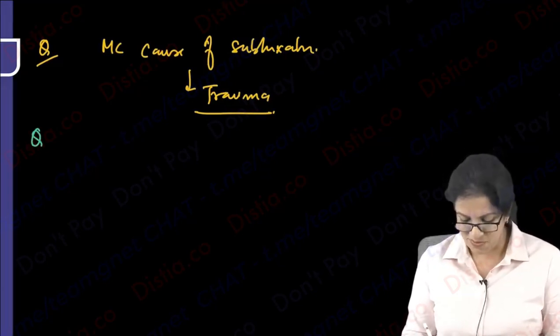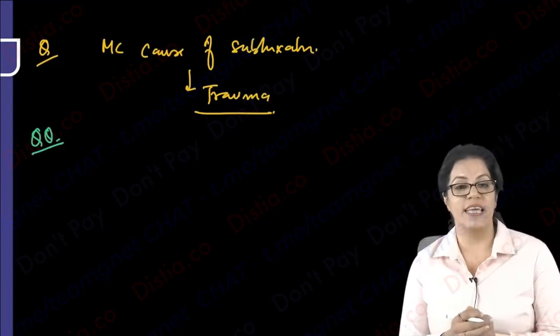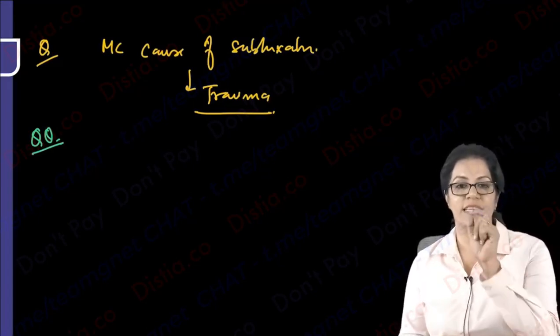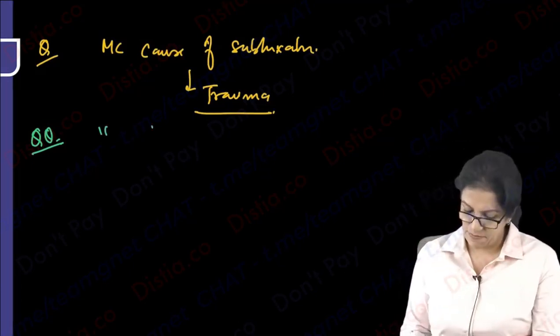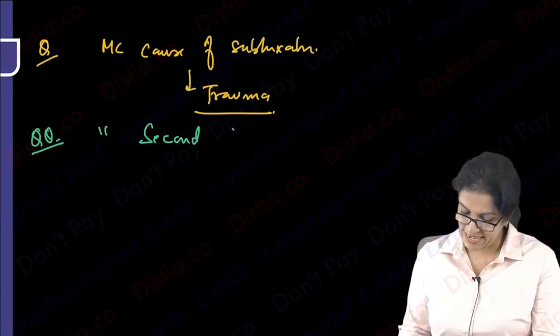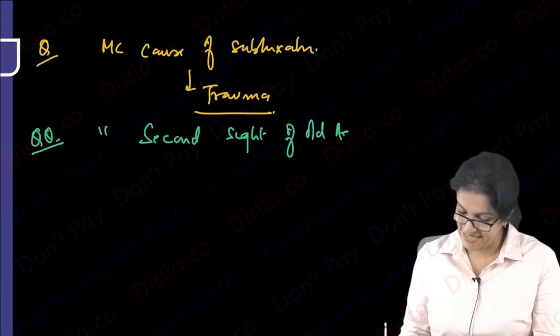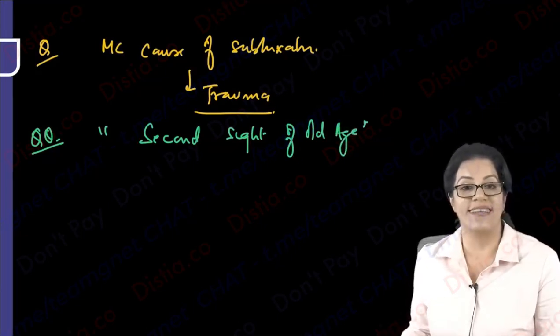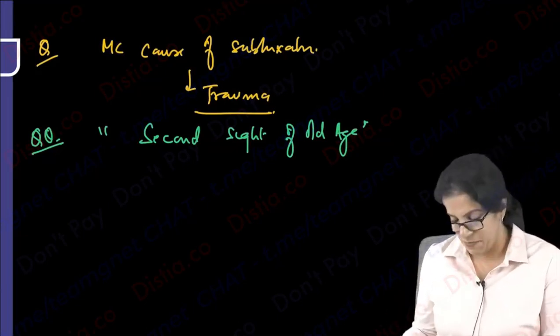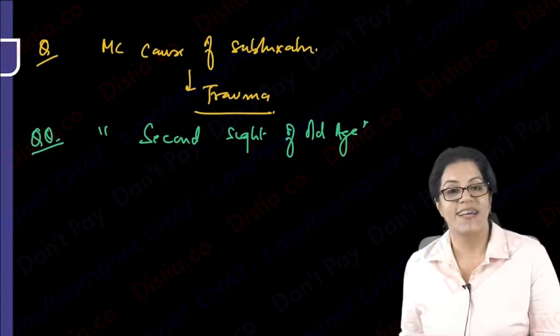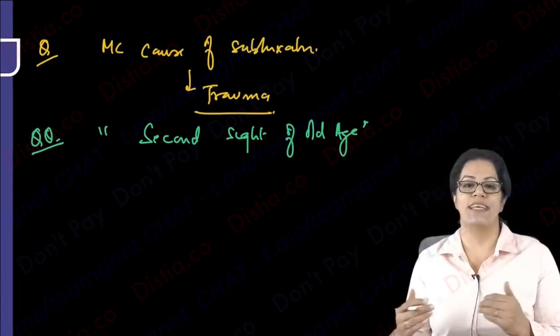We will put a double Q first. And the question says, in which condition do you get second sight of old age? So, in inverted commas, second sight of old age. What is this and where do you get it? We have to understand this at present. Let's understand this. What is second sight of old age?